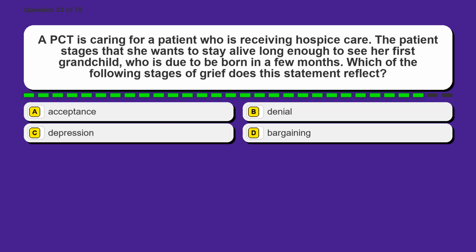Question 33. A PCT is caring for a patient who is receiving hospice care. The patient states that she wants to stay alive long enough to see her first grandchild, who is due to be born in a few months. Which of the following stages of grief does this statement reflect? Option A, acceptance. Option B, denial. Option C, depression. Option D, bargaining.